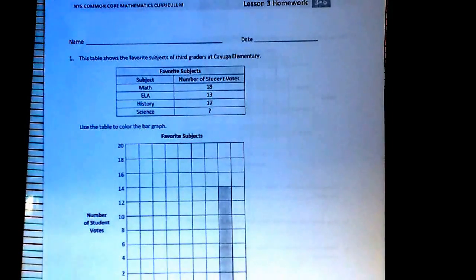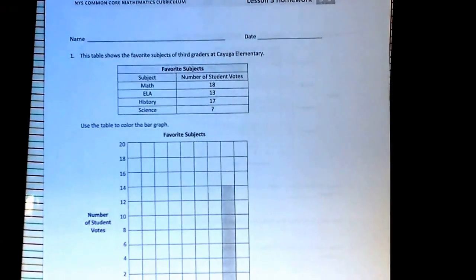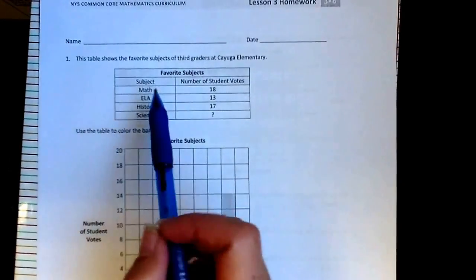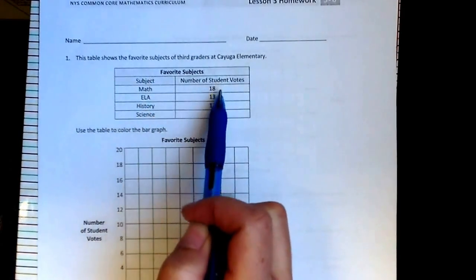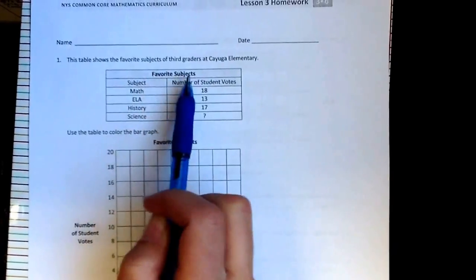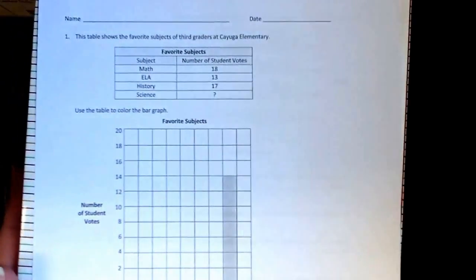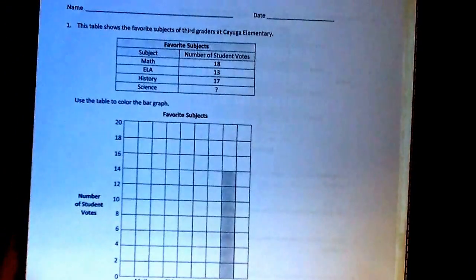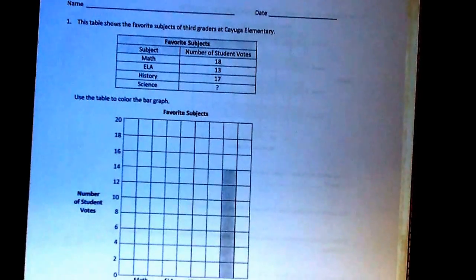Hey guys, tonight we're going to look at Lesson 3's homework for our Module 6, okay? It says, this table shows the favorite subjects of third graders at Cayuga Elementary. So we have our subjects going down here and the number of students' votes for if it was their favorite subject. It says, use the table to color the bar graph.